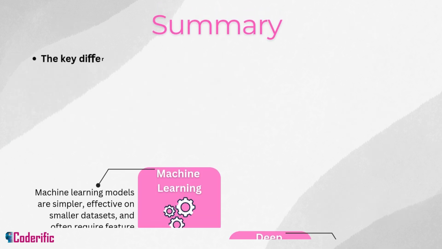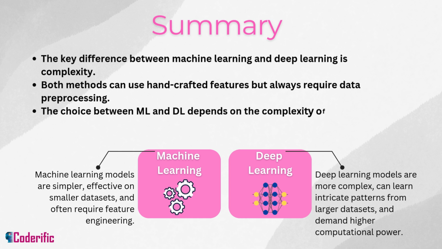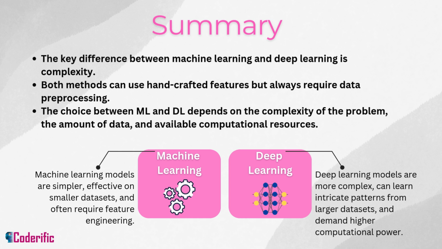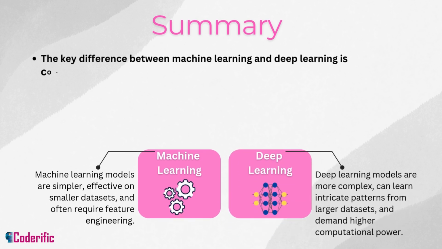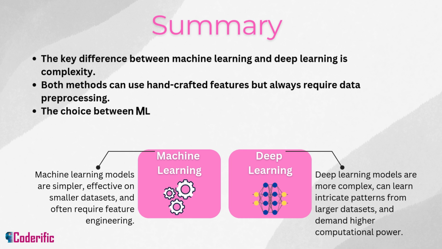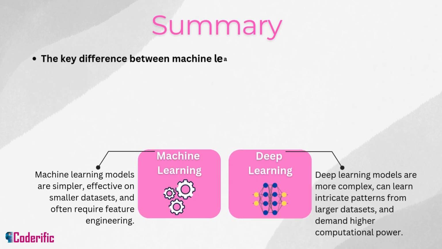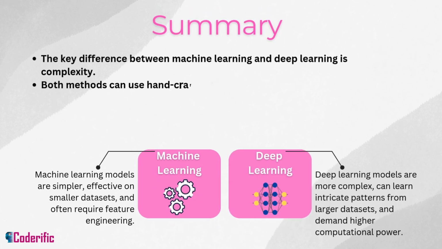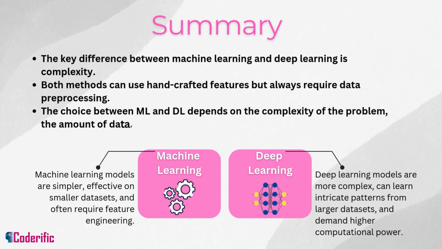So, in summary, the biggest difference between machine learning and deep learning is complexity. Machine learning models are simpler, work well on smaller datasets. Deep learning models, on the other hand, are more complex, capable of learning intricate patterns from larger datasets, and require much more computation power. Remember that both methods can use handcrafted features, but both also require data preprocessing. Ultimately, it's all about the complexity of the problem and how much data and computational power you have.